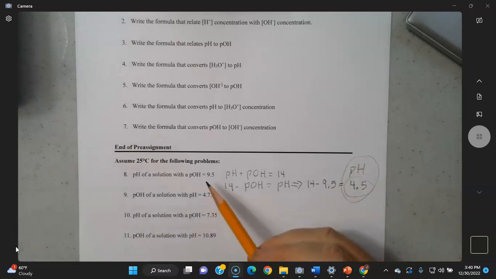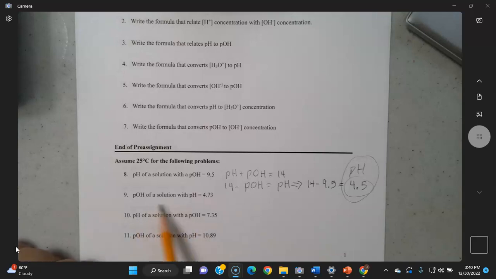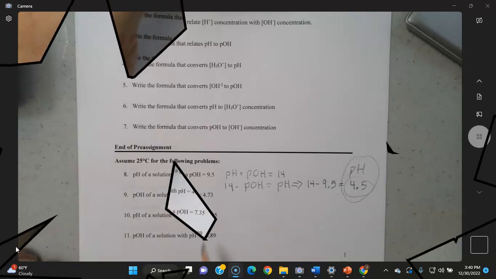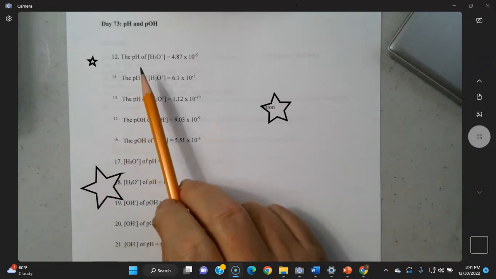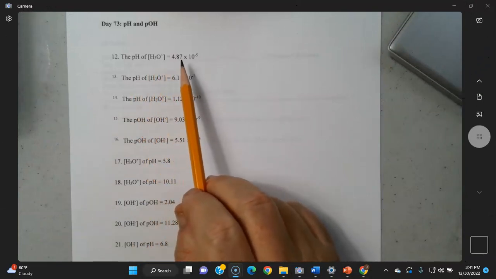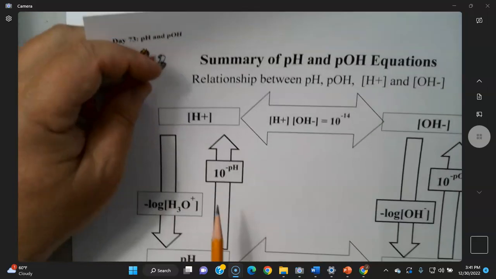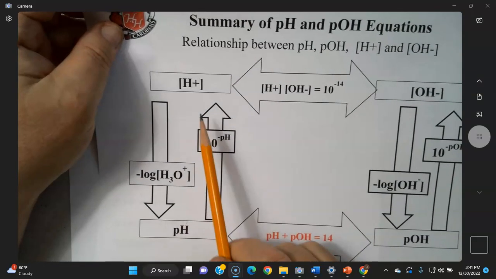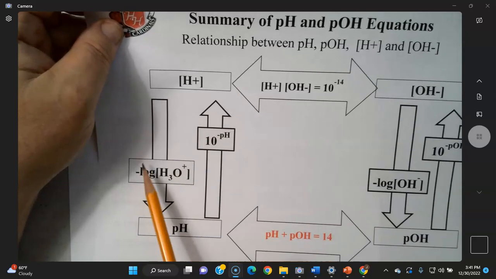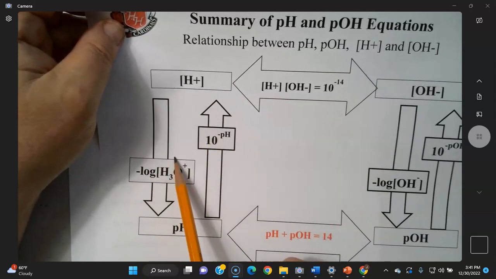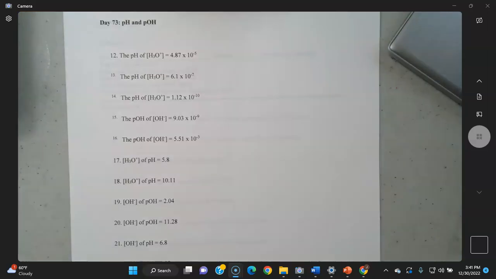Okay. The rest of these down here are pretty much the same, pOH to pH back and forth right there. So you do those the same way. This is your base formula right there. Okay, number 12. The pH of a hydronium ion concentration of 4.87 times 10 to the minus 5. So you're trying to get to pH and you're given this. So you take this, it's the negative log of H plus, and that'll give you the pH.